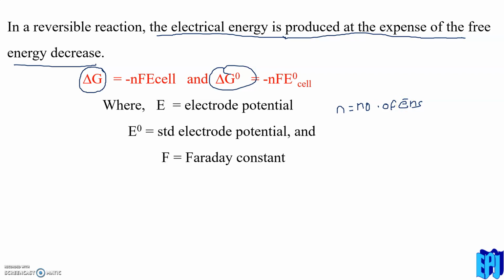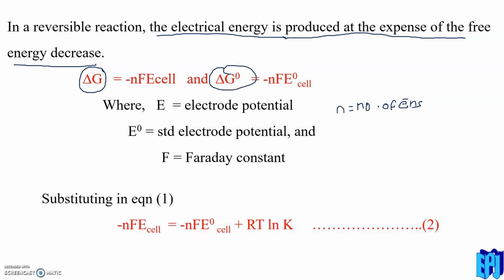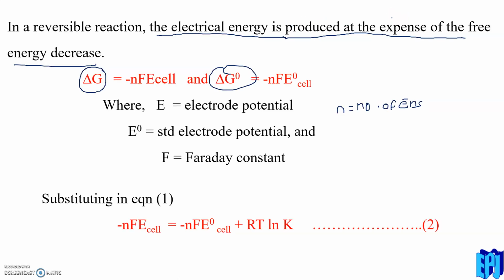So by inserting these values in the above equation, we get minus NF E cell is equal to minus NF E0 cell plus RT ln K, and I call that equation number 2. Then from the general electrode reaction, first of all we consider the equation Mn+ plus n electrons gives M. From this equation we can see that there is a term K.